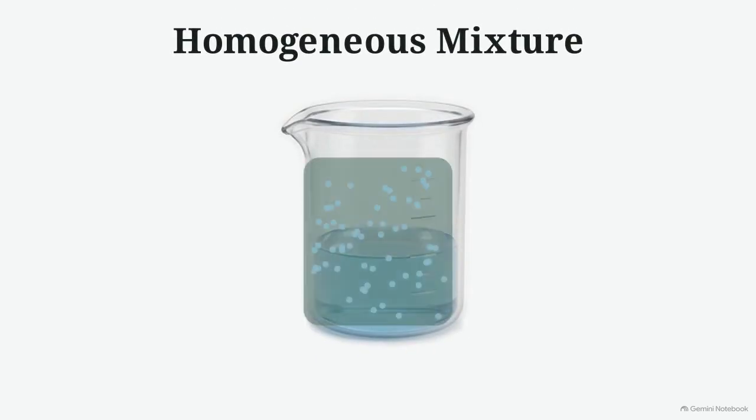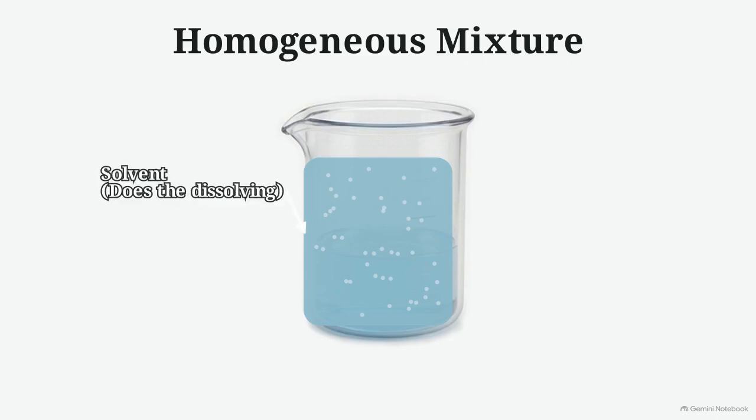Here is an animation showing what happens when different compounds mix without locking into a new recipe. If you stir salt into water, the salt spreads out so evenly that the mixture looks like one single clear liquid. We call this a homogeneous mixture, or a solution. In this mix, the water is doing the heavy lifting by pulling the salt apart. We call the liquid doing the work the solvent. The salt being broken down and dispersed is the solute.